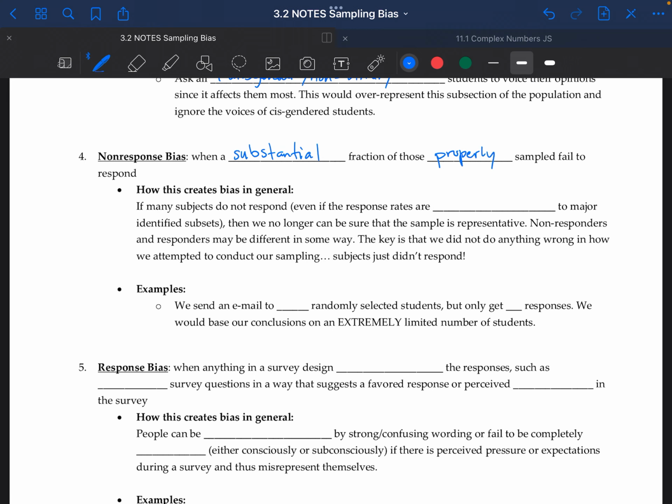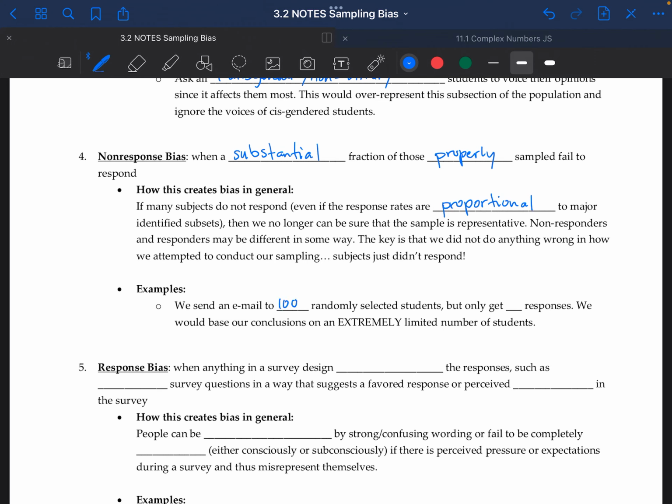So why does this create a bias? Well, if many of the subjects don't respond, even if the response rates are proportional to the major identified subgroups, it's still a problem. Say you sent out this survey and only got a handful of responses, but when you break it down by demographics, it worked out nicely, with the same proportion of each type of student as in the whole population. It's still a problem. The key is that we didn't do anything wrong in how we attempted to conduct the sampling. We just had a lot of people who didn't respond to us.